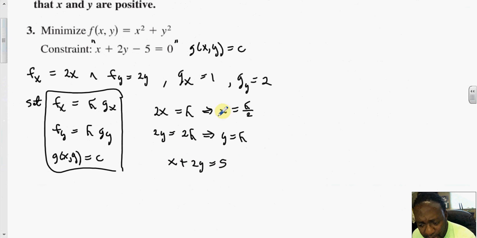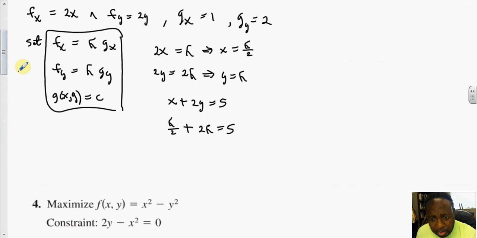So x is lambda over 2. This is plus 2 times y, and y is equal to lambda. That's equal to 5. Just solve for lambda, and then from the solution for lambda, we can derive what x and what y would equal.